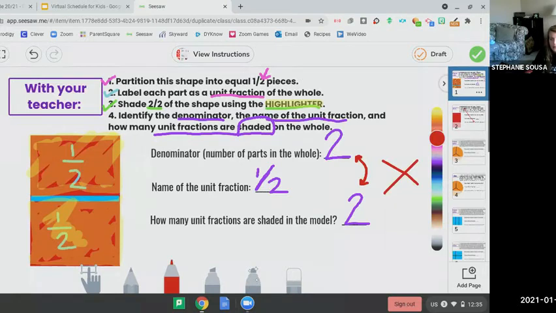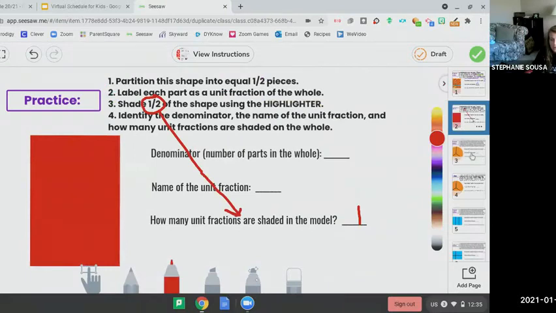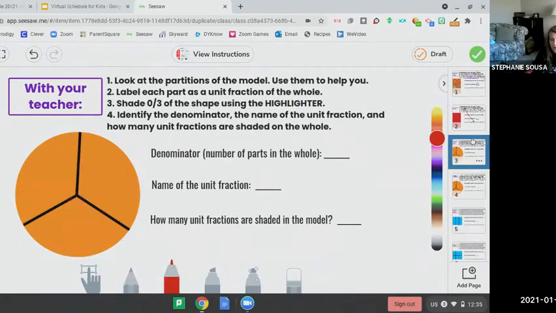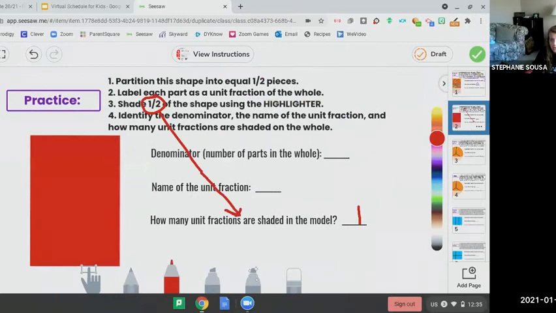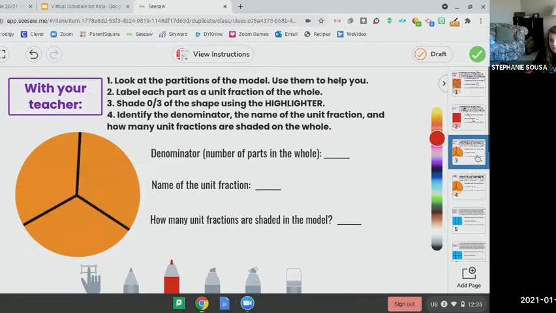So this is slide 1. You will be completing slide 2 on your own. Slide 2 will be on your own, okay? Please go to slide 3, which says with your teacher, and it has an orange circle divided into thirds.